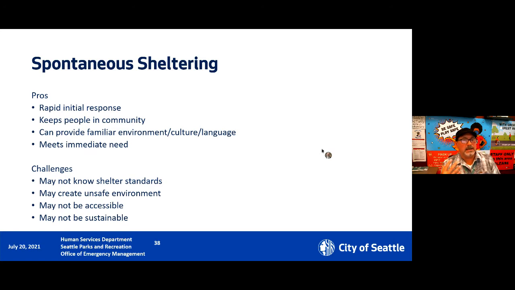So some spontaneous sheltering. There are some pros and cons about this. Some of the pros are rapid initial response. People just want to do something. If they don't feel safe in their home, they're going to initiate some kind of response on their own. Another pro is it keeps people within their community. It can provide familiar environment, culture, and language to folks and residents. It meets the immediate need because it's going to take some time for staff to literally get back into the city and activate one of our shelters.